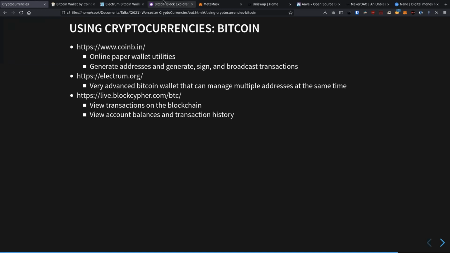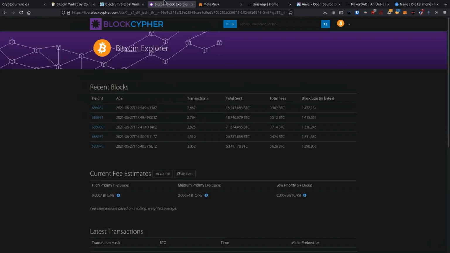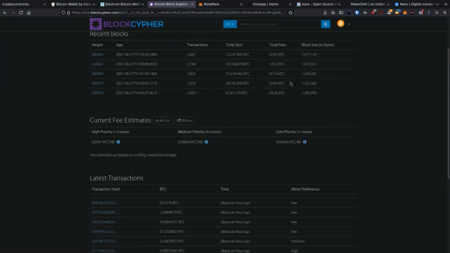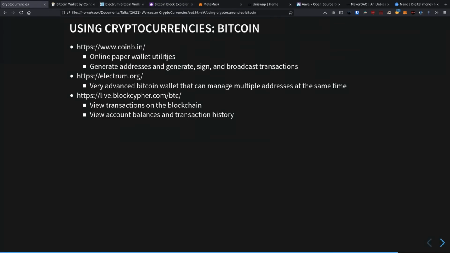Electrum I've done, and BlockCypher is an online tool which lets you look at the blockchain. So if you go to BlockCypher, you can examine blocks that have recently been confirmed. You can look at the transaction amounts. You can look at the fees. You can look at who sent and spent Bitcoin. You can look up any address and see its balance, for example. So that's all you really need to know. I mean, if you download Electrum, it's quite simple to use Bitcoin. There's not too much to know.